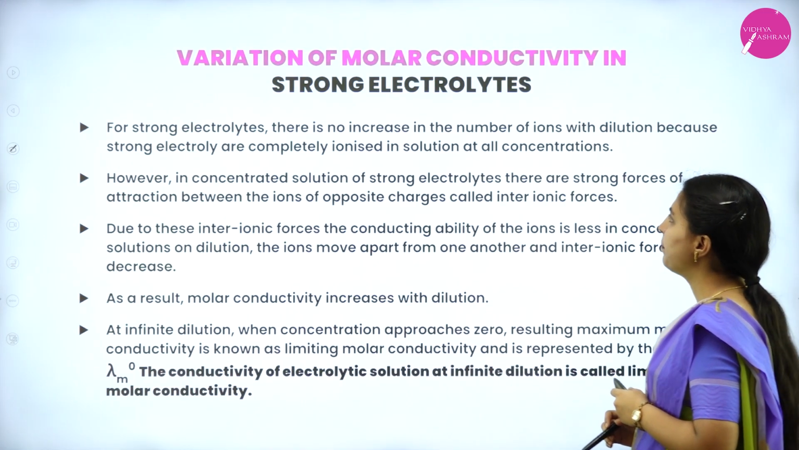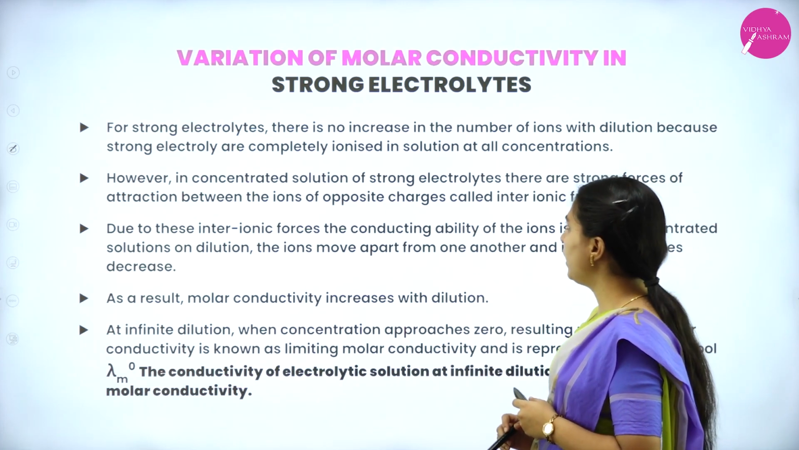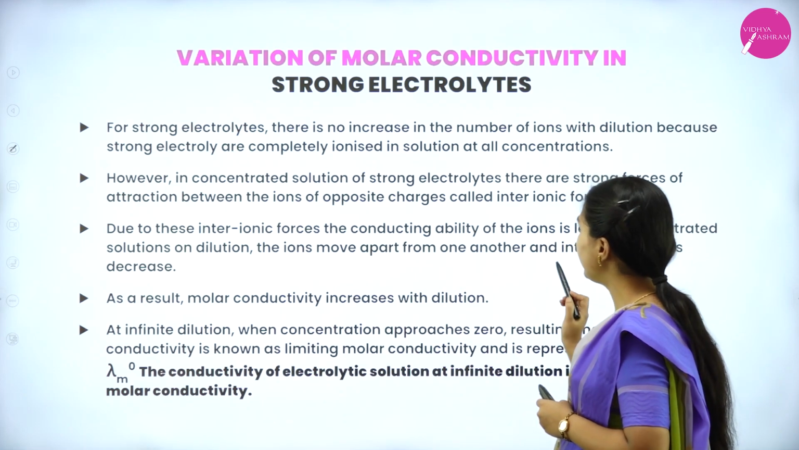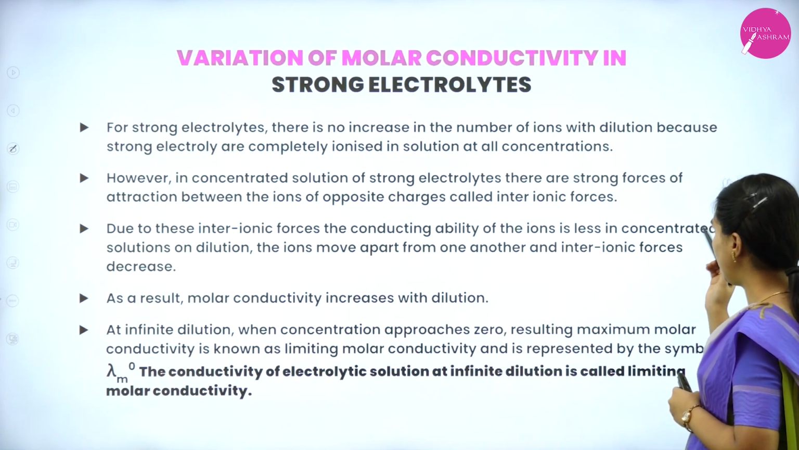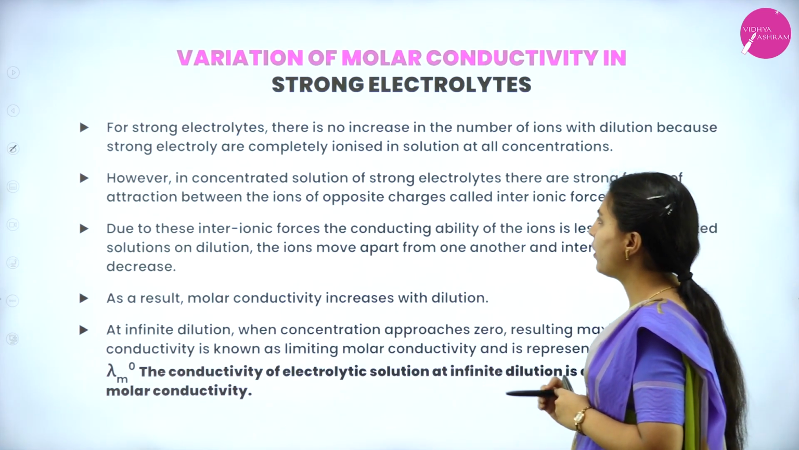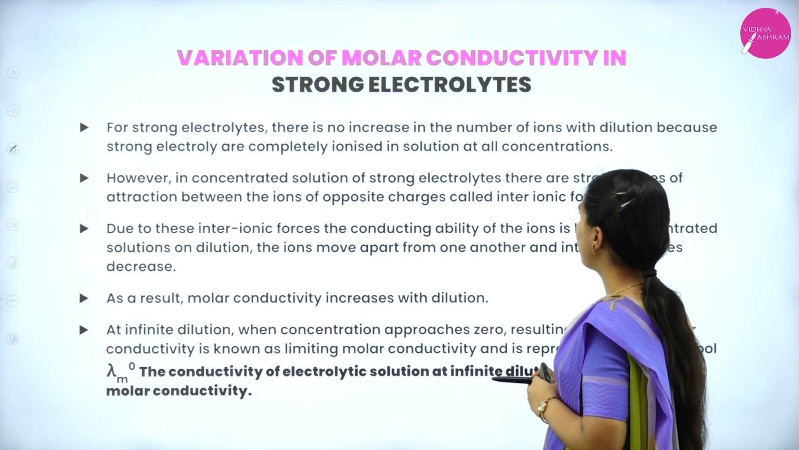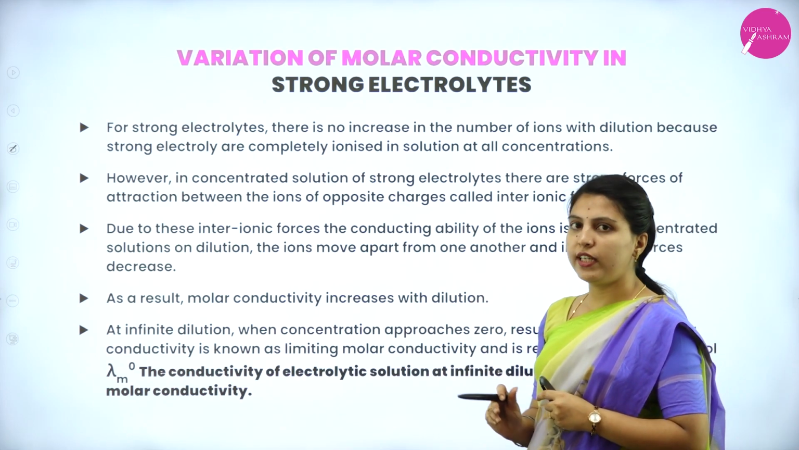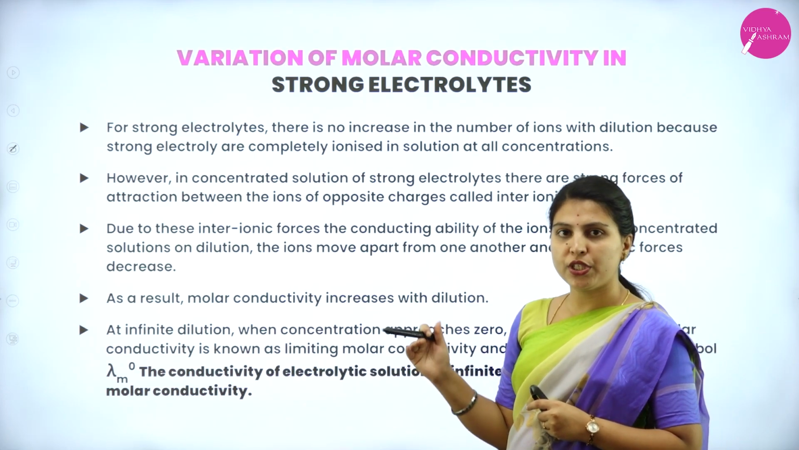Now, we'll see variation of molar conductivity in strong electrolytes. For strong electrolytes, there is no increase in the number of ions with dilution because strong electrolytes are completely ionized in solution at all concentrations. With respect to strong electrolytes, there is no further dissociation on dilution.